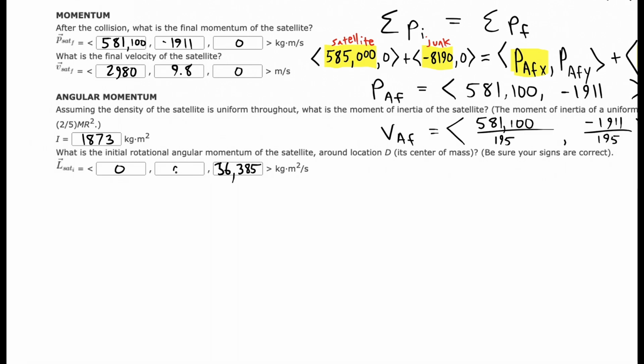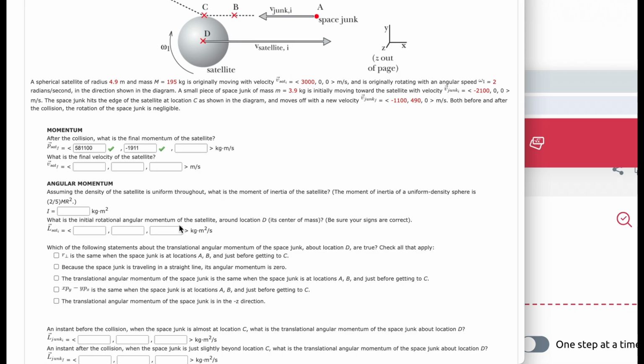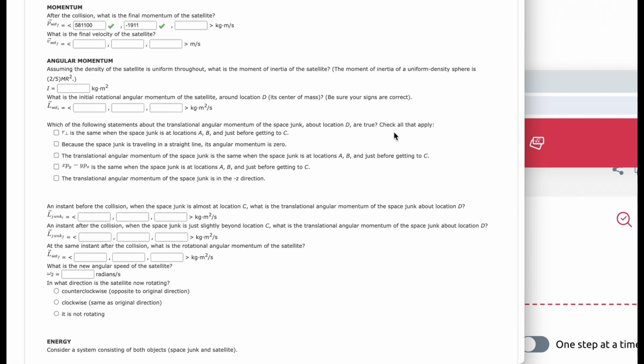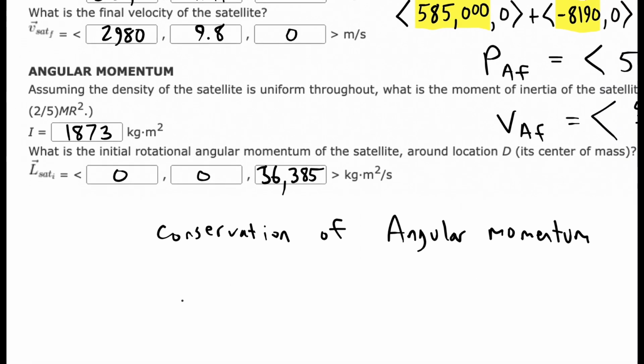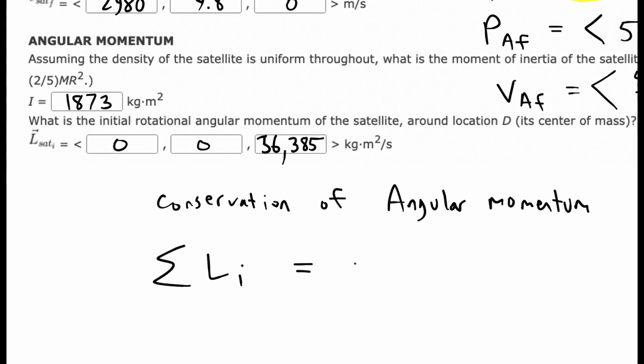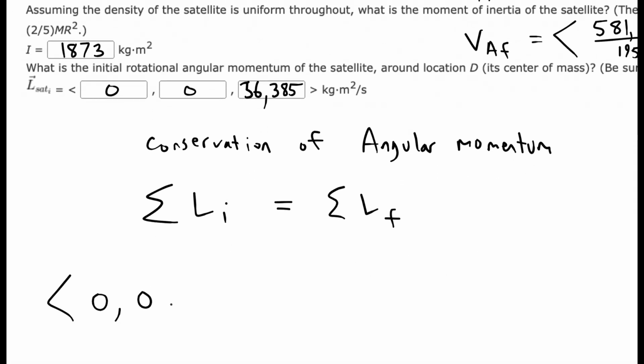And these would be 0 because angular momentum is a pseudovector. It's perpendicular to the original vectors. If they're in the x and y dimensions, then the angular momentum has to be in the z dimension. All we have to do is figure that the final angular momentum has to equal the initial. We have to have conservation of angular momentum. So you just do the same kind of thing: your sum of Li has to equal your sum of Lf. We already have the Li.